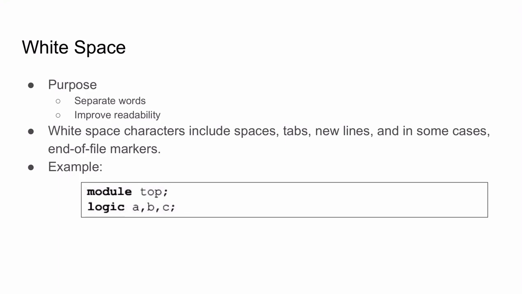Let's look at an example. White space is important to distinguish between keywords and identifiers. Take this line of code: module, space, top, semicolon. Here, the space between module and top allows the compiler to correctly identify them as separate elements. Without the space, the compiler wouldn't know where the keyword ends and the identifier begins, which would lead to a syntax error.